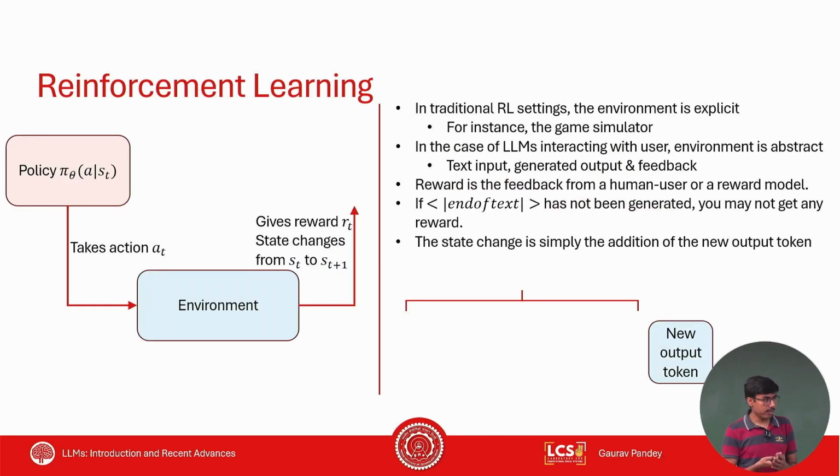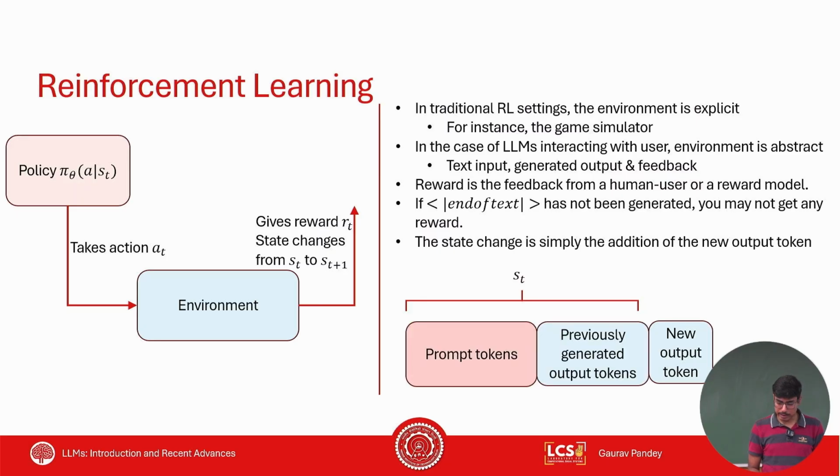Now, as I mentioned earlier, the environment simply will take the token that you have generated and append it to the previous tokens. And if end of text has been generated, you will also get a reward based on the correctness of the response. For now, we can think that there is a human looking at the entire response and then finally giving a reward. And we will see in reality what happens. And if end of text has not been generated, you may not get any reward, right? And the state change is simply the addition of the new token.